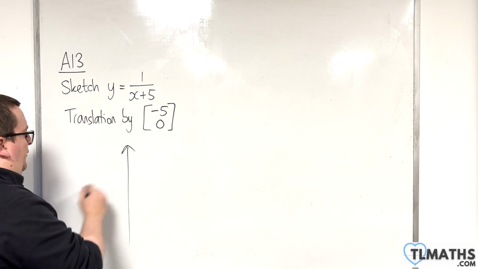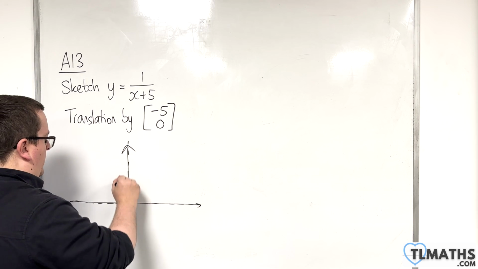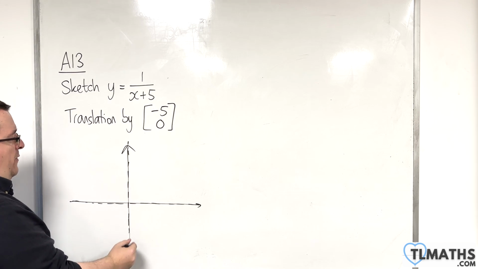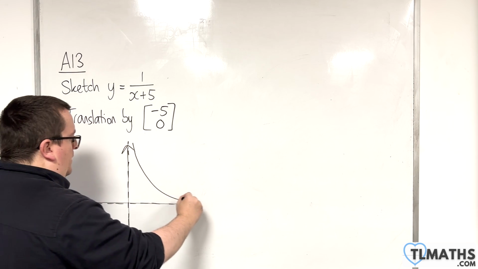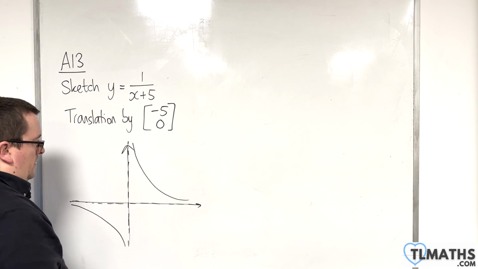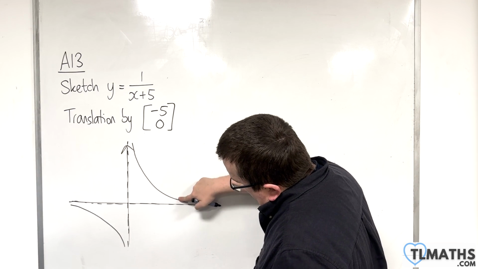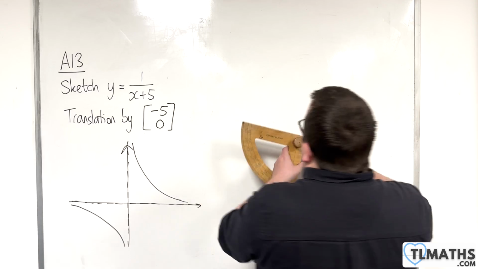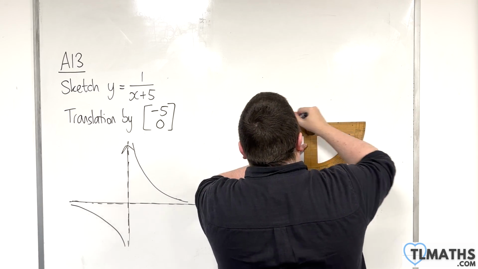Right, let's do a quick sketch of 1 over x. So it's got a vertical asymptote on the y-axis, horizontal asymptote on the x-axis, and the curve looks something like this. Okay, roughly. It's not particularly good there. Okay, so let's draw some axes, and we'll have a think about what this graph should look like.